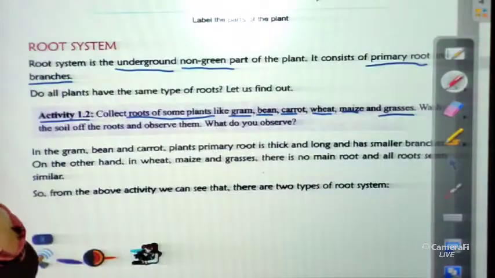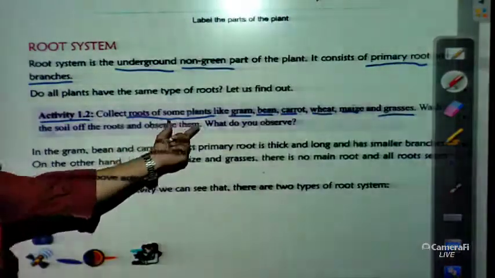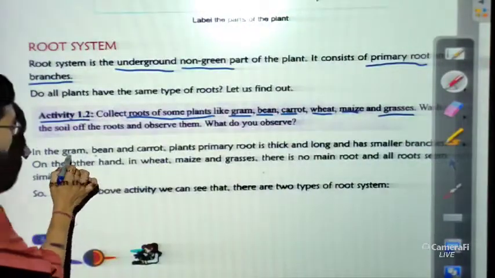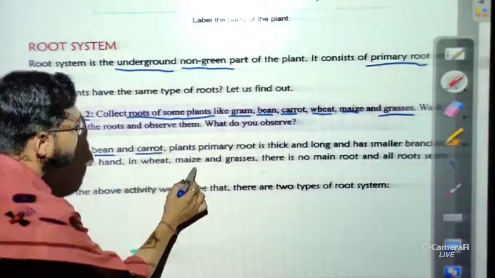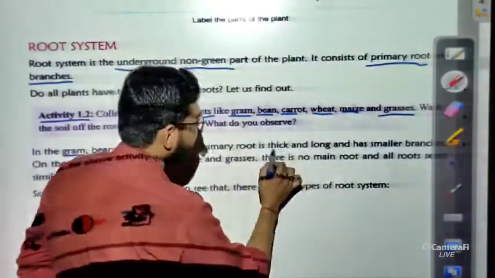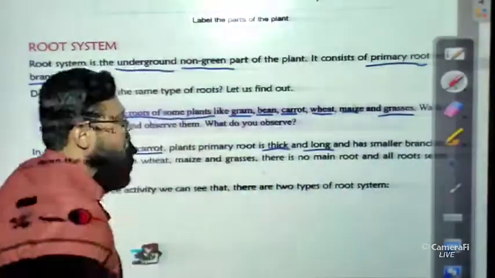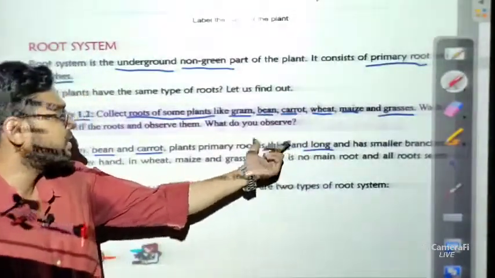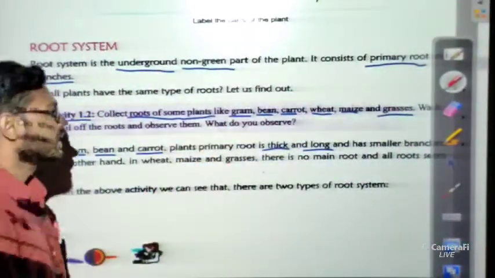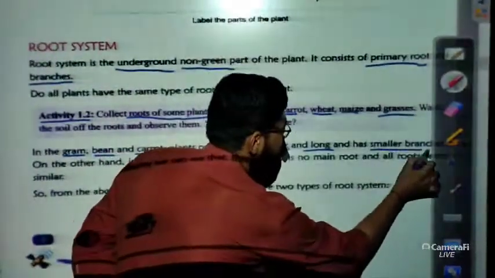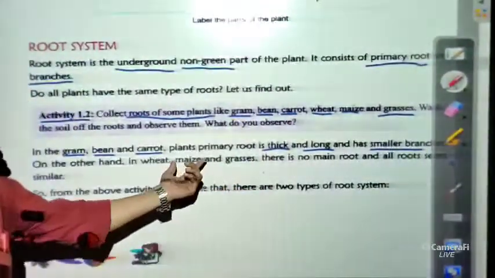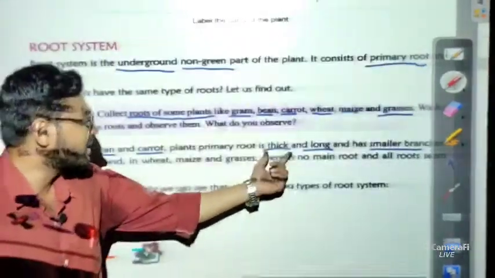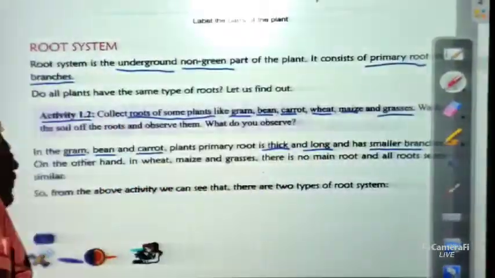So what do you observe? If you collect these roots of the plants, then you will see that in the gram, bean and carrot plants, the primary root is thick and long. Focus on the term, students, that I am marking here, and it has smaller branches. So what are the characteristics of the roots of bean, gram and carrot? The roots are thick, long, and have smaller branches.